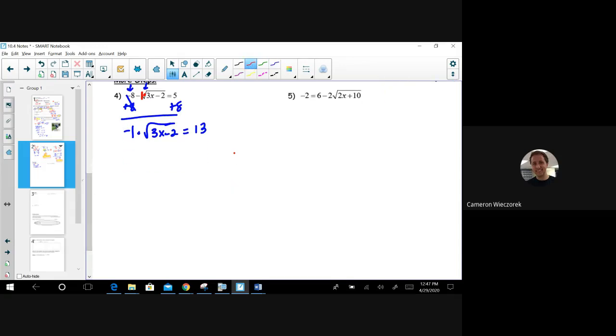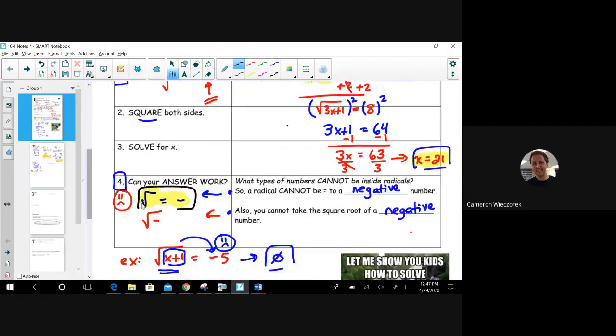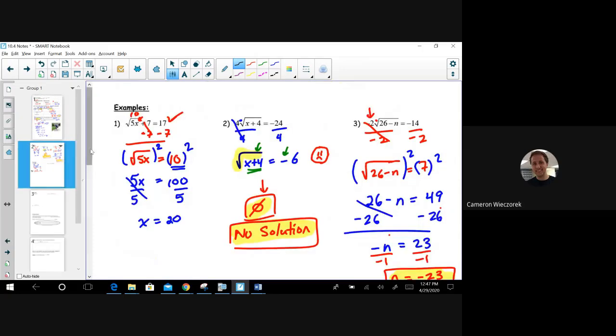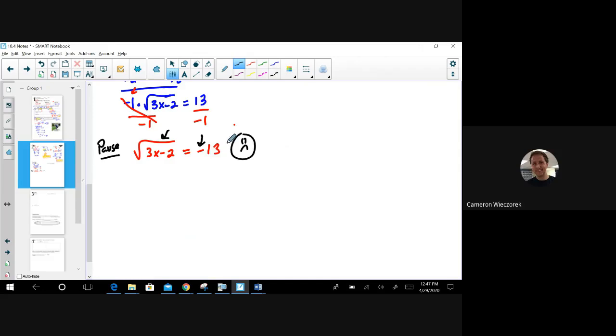Still not going to square both sides because I still have this -1 blocking. I'm going to divide by -1 to get rid of that. And I get rad 3x minus 2 equals -13. This is the step where I pause. I'm even going to write that. Pause. And I look at it. I have a square root all by itself, and it's equal to a negative number. That can't happen. That looks exactly like what I have right here. I have a square root equal to a negative. That's a no-no. This problem has, I'm going to put the sad face again, very sad, has no solution.